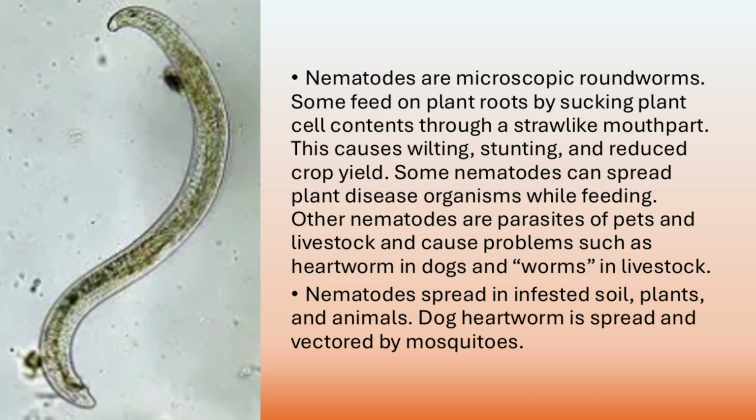Nematodes are microscopic roundworms. Some feed on plant roots by sucking plant cell contents through a straw-like mouthpart. This causes wilting, stunting, and reduced crop yield. Some nematodes can spread plant disease organisms while feeding. Other nematodes are parasites of pets and livestock and cause problems such as heartworm in dogs and worms in livestock. Nematodes spread in infested soil, plants, and animals. Dog heartworm is spread and vectored by mosquitoes.